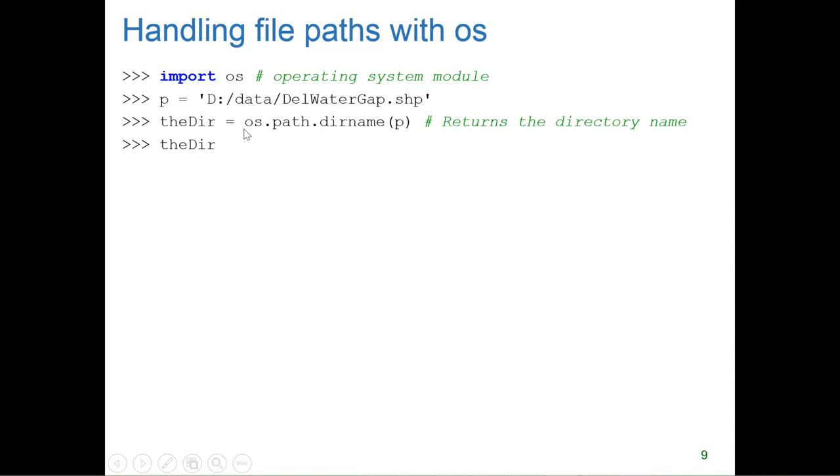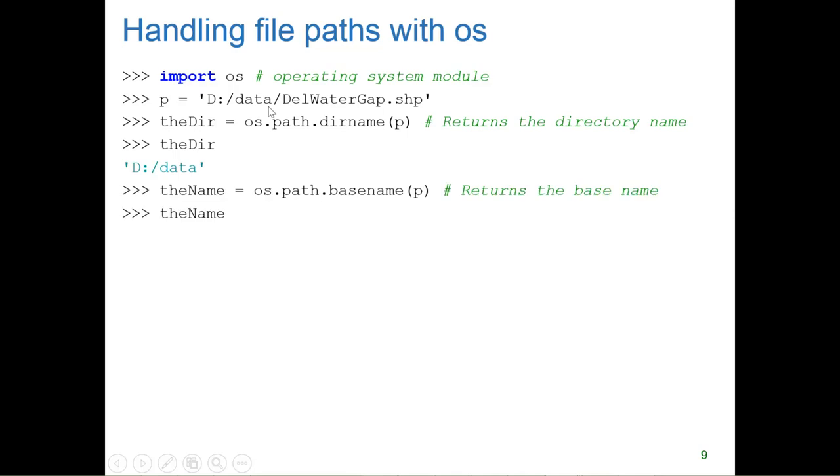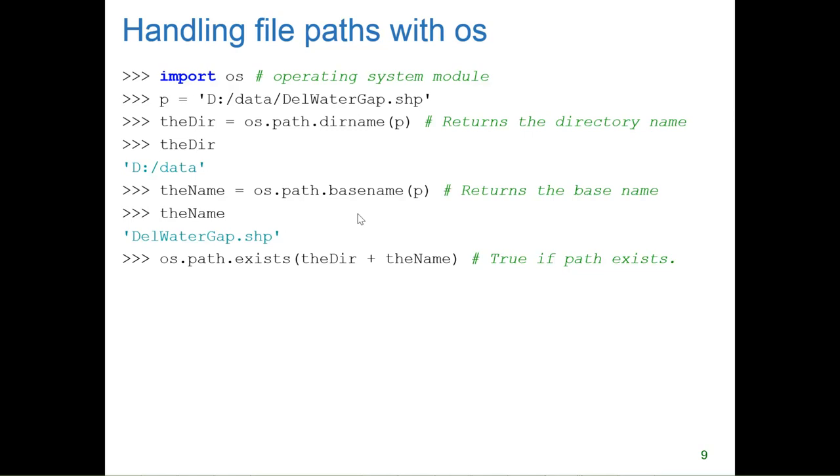We can get the directory name from a file path by using os.path.dirname. So let's see what the dir gives us. So that's peeled off D data. We can also get the base name, that's the other part of the path, which is the file name, the last part of the path without the first part. So the name is delwatergap.shp.